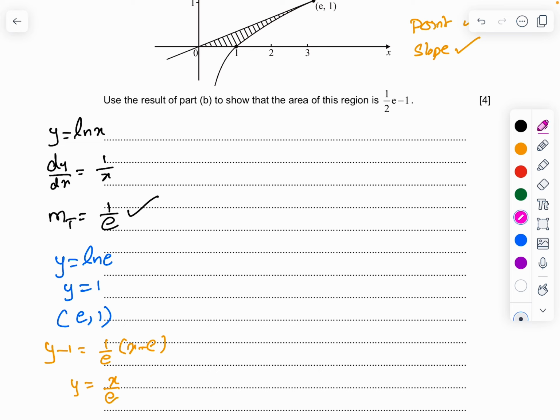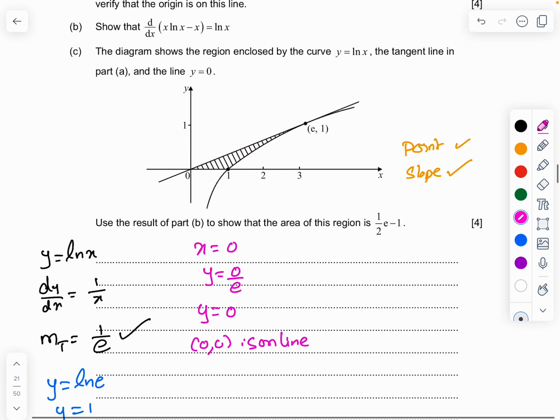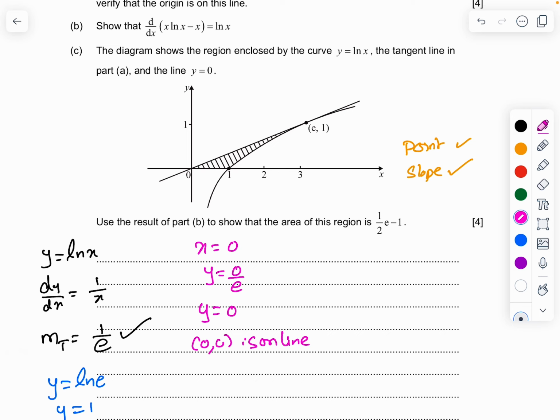Now I have to prove that this passes through 0 comma 0. So substitute x equals 0. So y equals 0 upon e, y equals 0. Therefore 0 comma 0 is on the line. Next, show that the area.